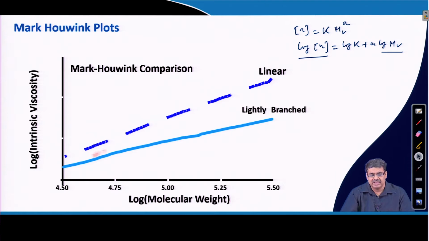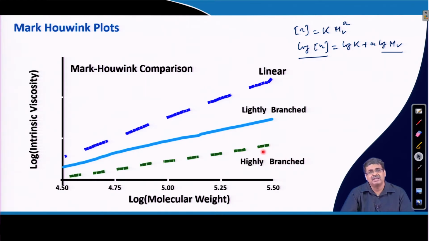So, basically for lightly branched polymers we get lower intrinsic viscosity value. So, this plot has a lower slope, A value is lower. Similarly, for very highly branched polymers the A value is even lower. And if we have a very elongated polymer, then we can have an even steeper slope, because that A value will go up.